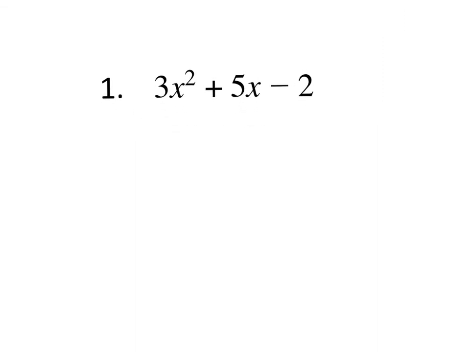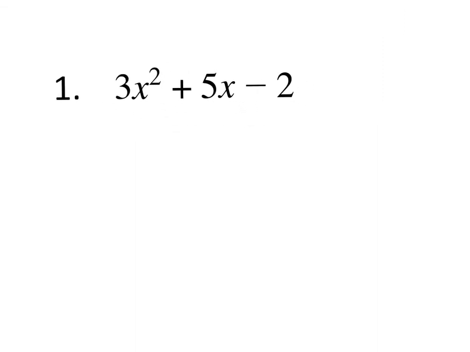Looking at number 1, we have 3x squared plus 5x minus 2. Starting with the x method, you always want to check that there are no greatest common factors to take out to begin with. There's no number that goes into 3, 5, or 2. So as we take a times c, 3 times negative 2 is negative 6 up top, positive 5 down below. We're looking for factors of negative 6 that add up to 5.